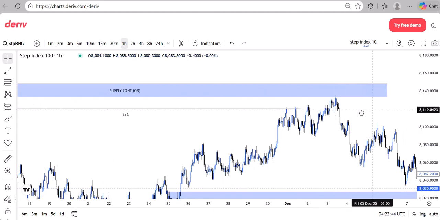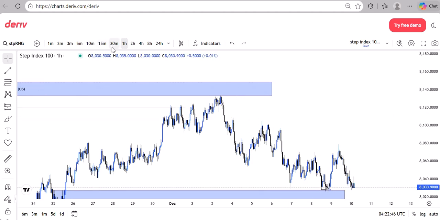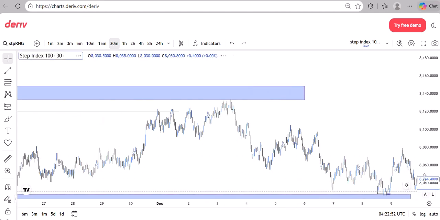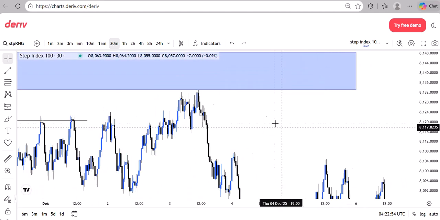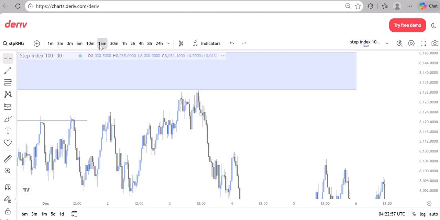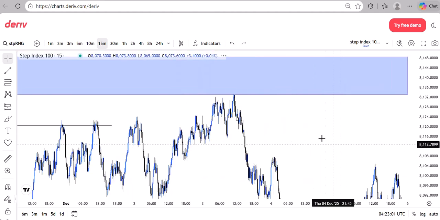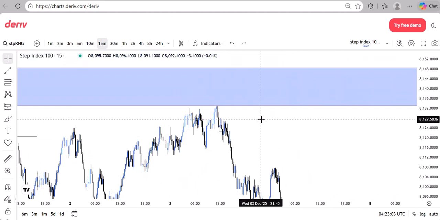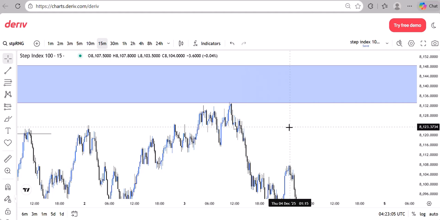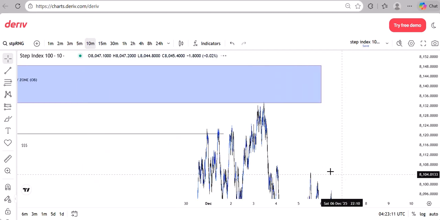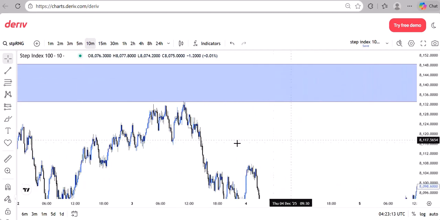So when price tapped into our zone, what did we do? We go down to a lower time frame. So we come to our 30 minutes now. We didn't really see where to enter from, so we go to our 15 minutes. Coming down to our 15-minute time frame, there was nothing much to see that would have given us an entry. So what did we do? We went further to our 10 minutes time frame. On the 10-minute time frame or the 5 minutes time frame, we would have gotten our entry.